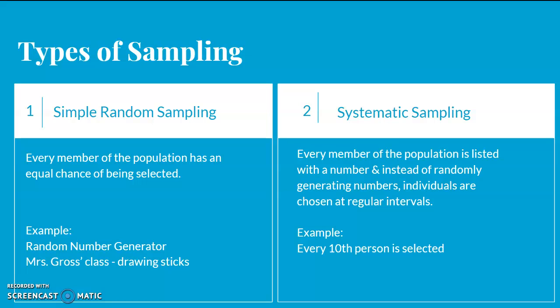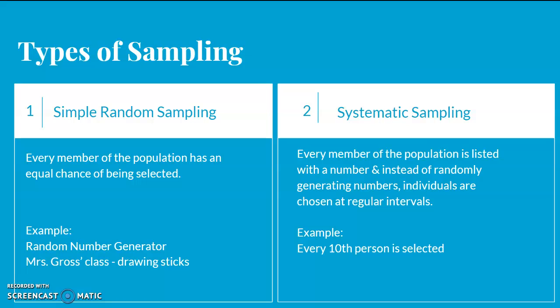But then you also can move on to systematic sampling, and this is also a type of sampling where every member of the population is listed with a number, and instead of randomly generating numbers, individuals are chosen at regular intervals. So for example, let's say I want to choose everybody who walks into the building, Spencer County Middle School building, and I go every 10th person.